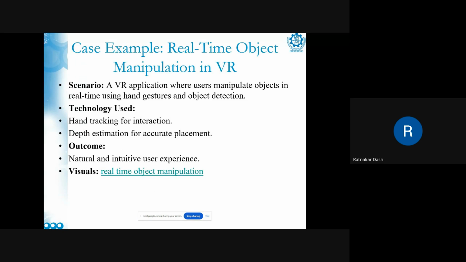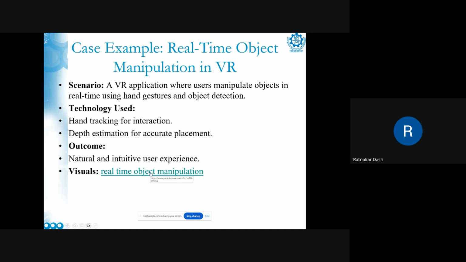As I already told, this is a VR application which manipulates objects in real time using hand gestures and object detection. The main motive behind this is to use gesture recognition, hand gesture recognition, to manipulate the object and to detect the object. An object detection algorithm using YOLO and a hand gesture algorithm using deep learning can be combined together, and they can all be integrated with the VR application using a real-time engine like Unity, so that we can have an application where somebody can immerse themselves in the environment and manipulate objects depending on the requirement. So hand tracking for interaction, depth estimation for accurate placement. These algorithms are integrated for the VR. That's the example for manipulating objects in VR. The outcome is a natural user experience.